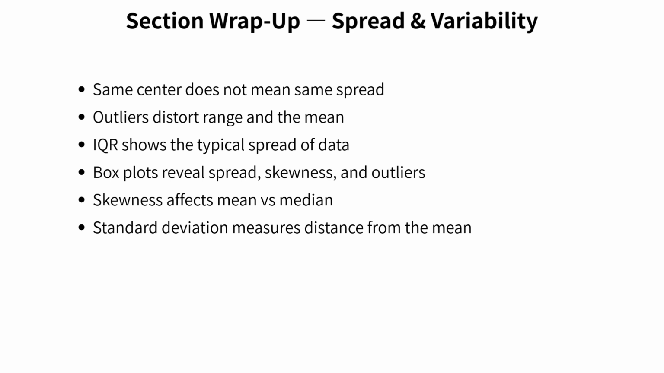Box plots help us see these ideas visually. They show the median, the spread of the middle data, and the presence of outliers all at once. We also learned that skewness changes how the mean and median relate to each other. In skewed data, the median often represents the center more accurately than the mean. Finally, standard deviation helped us think about spread as distance from the mean. It tells us how far data values typically fall from the center. With these tools in mind, we are now ready to apply them in practice.